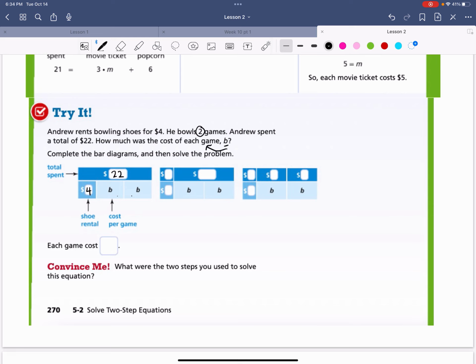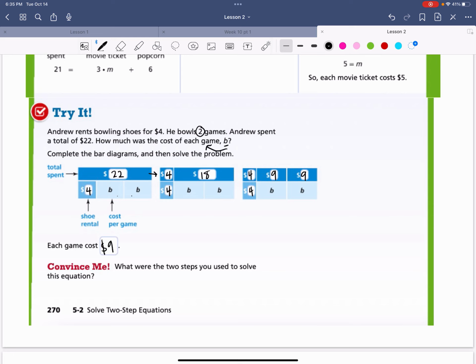So now we're going to split this up as $4 to account for this $4. And if the top bar needs to equal 22, 4 plus 18 is how we get to that 22. So we know that 18 needs to be split into the 2 games. So you have your 4 and your 4, and to split 18 into 2 would make 9 and 9 per game. So the cost of each game was $9.